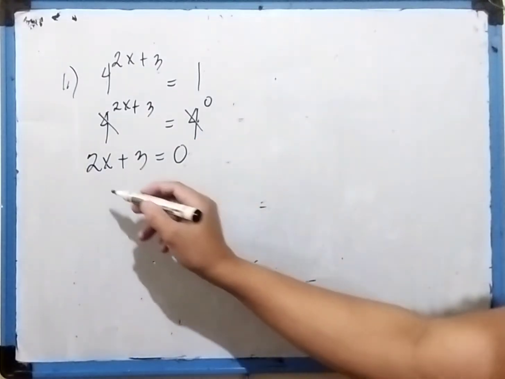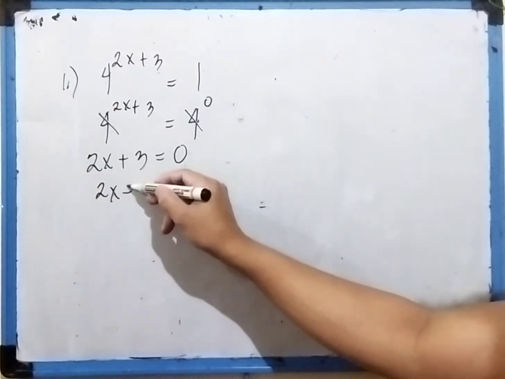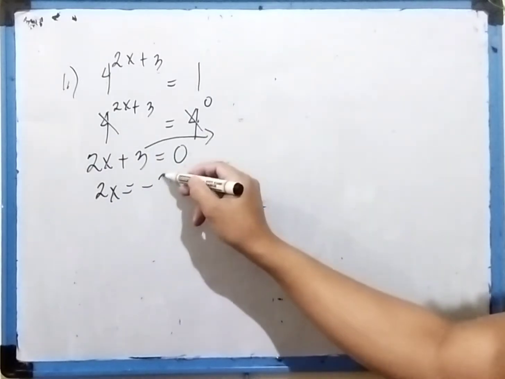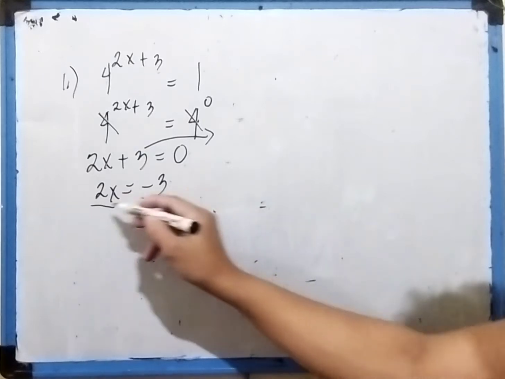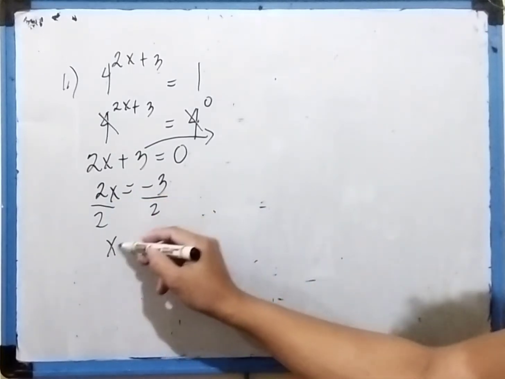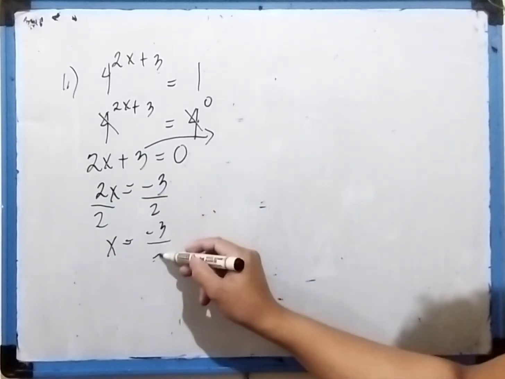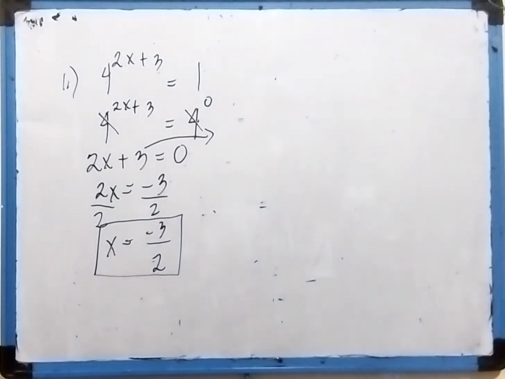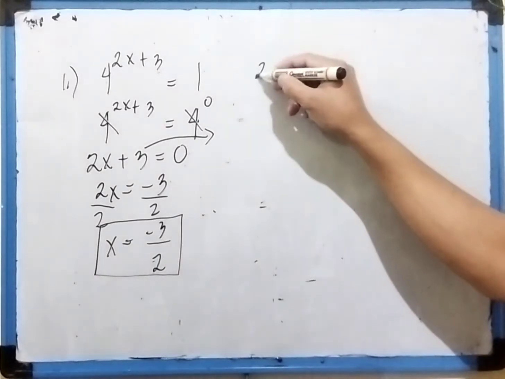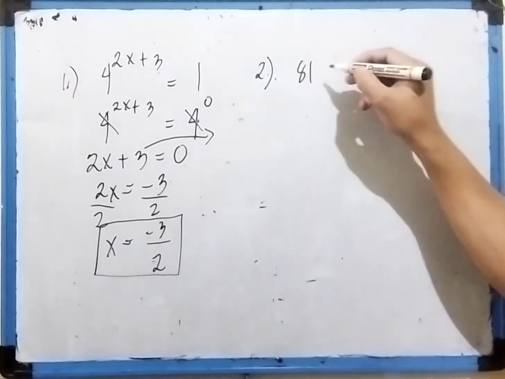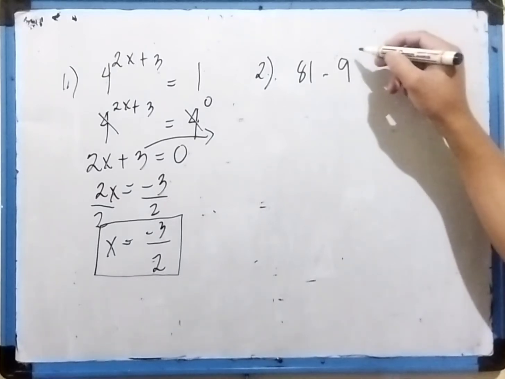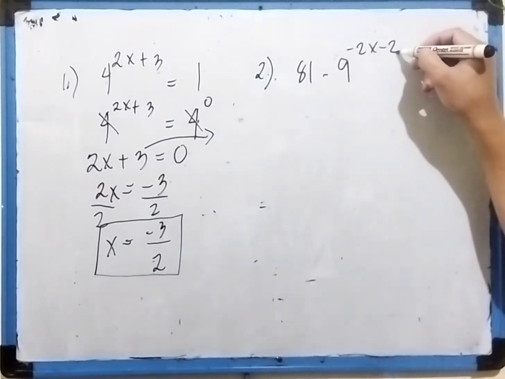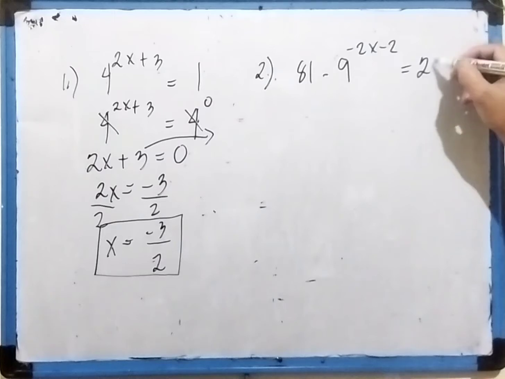Okay, now solve for x. We'll be having 2x is equal to negative 3. So divide both sides by 2. x now is equal to negative 3 over 2. And this is now your final answer. So that's for example number 1. The second example, we have, let's say, 81 times 9 raised to 2x minus 2 is equal to 27.